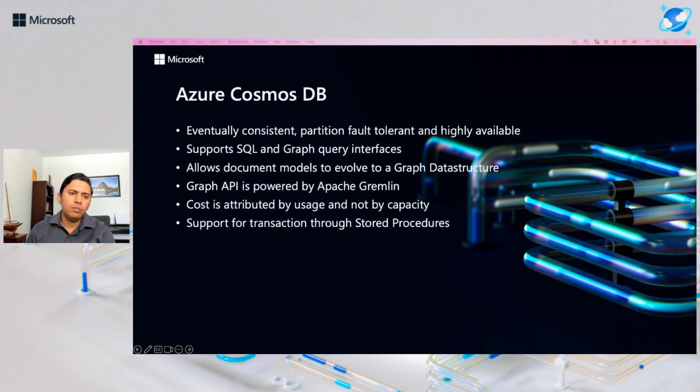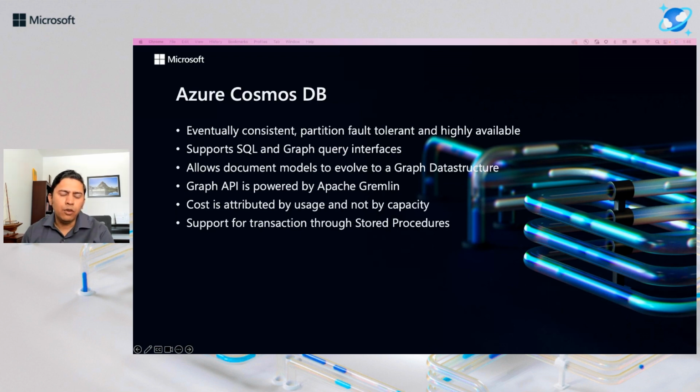Another interesting aspect about Azure Cosmos DB is that the underlying data is stored in JSON format. However, it allows the data to evolve in a graph data structure, which really helps in the scenario where you start with data in a document format, but eventually you can establish relationships between them.